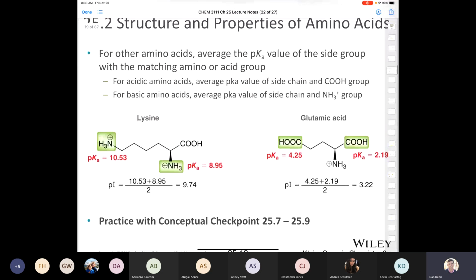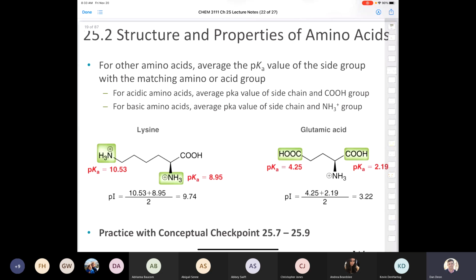Well, what about the other amino acids? The ones that have a third pKa associated with them. For acidic amino acids, the average pKa value is going to be that of the side chain and the carboxyl group. And for basic amino acids, the average pKa value is going to be that of the side chain plus the protonated amine group.